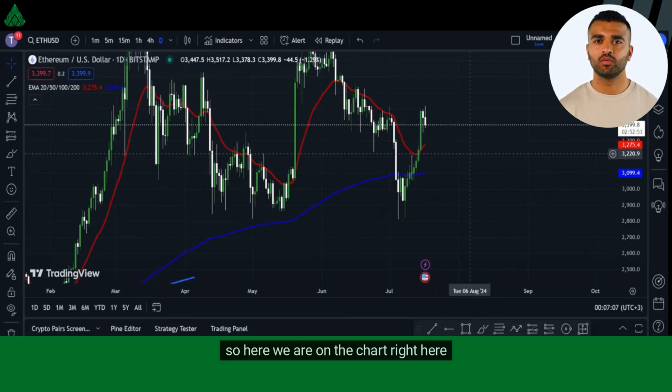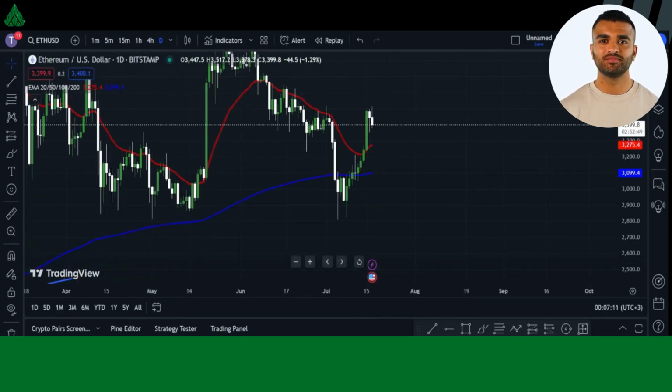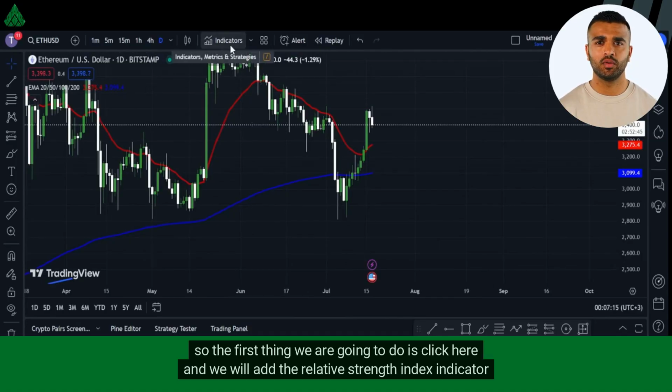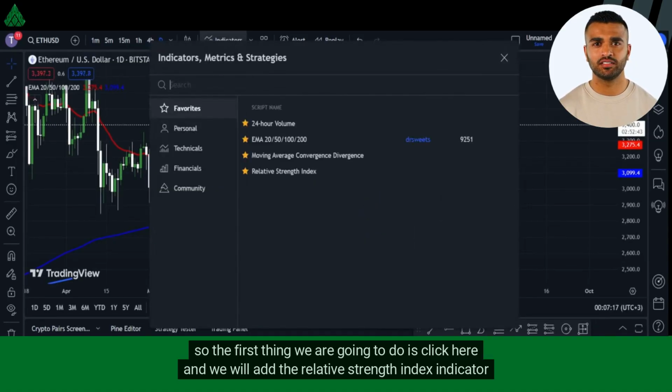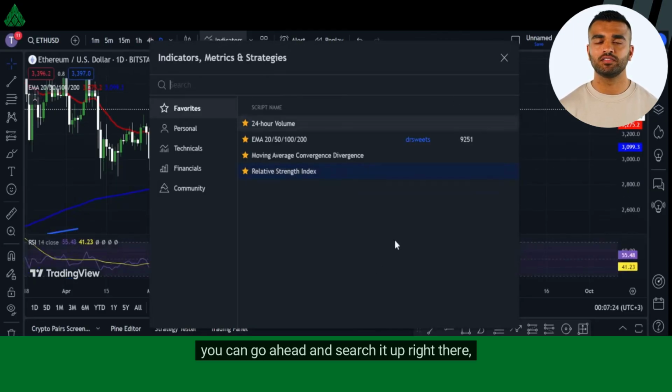So here we are on the chart right here, on the daily time frame. The first thing we are going to do is click here and we will add the Relative Strength Index indicator. I have it saved right here. You can go ahead and search it up right there.